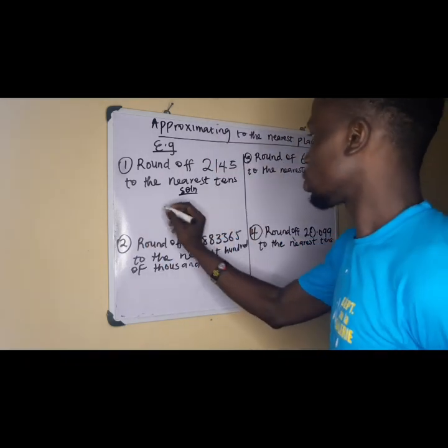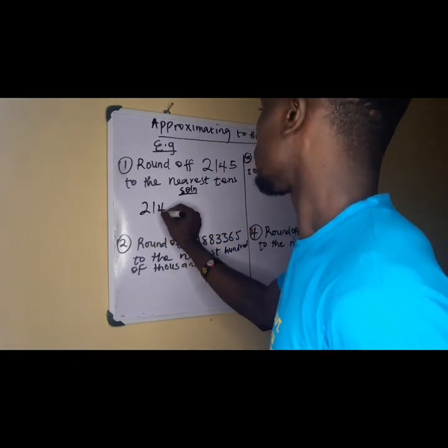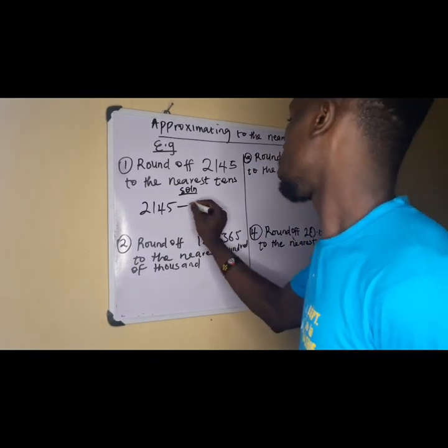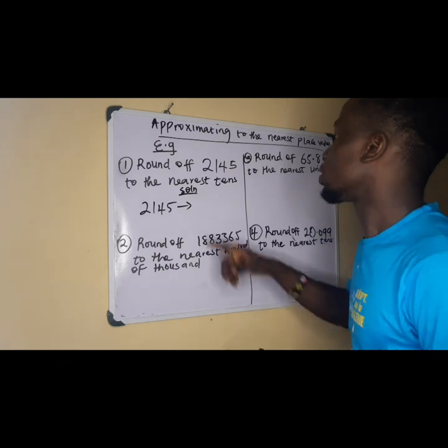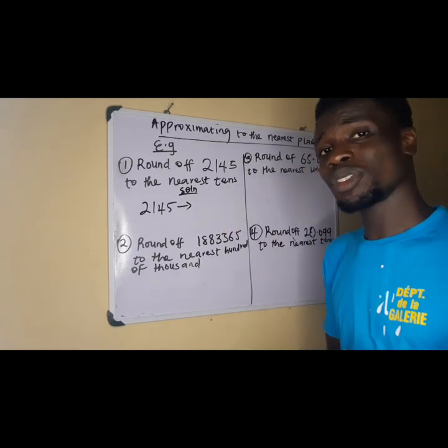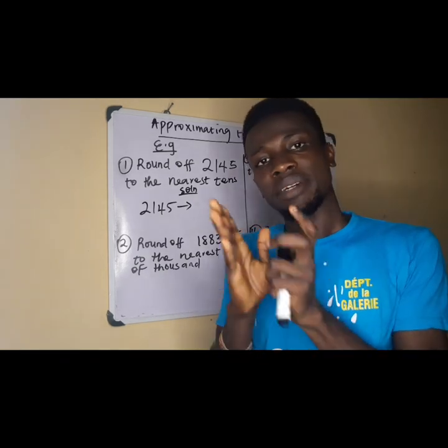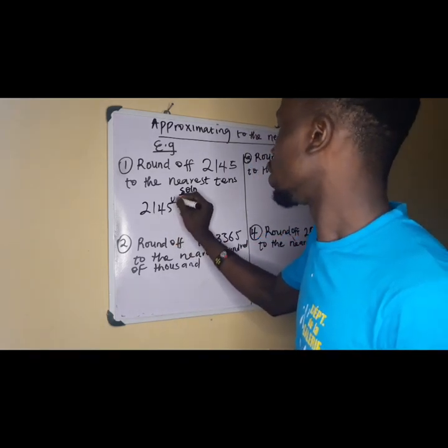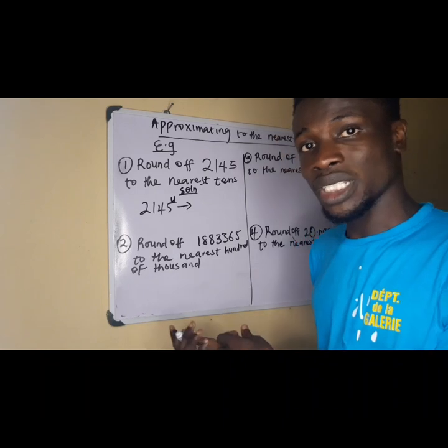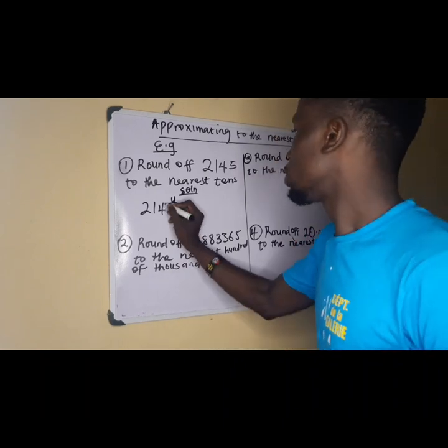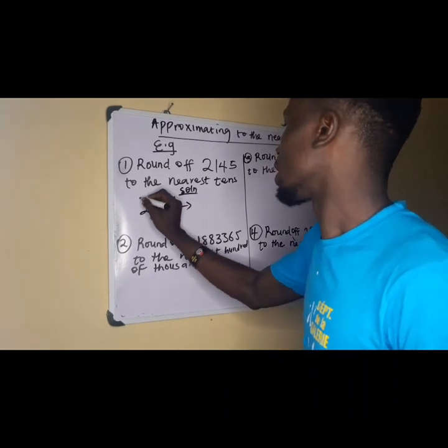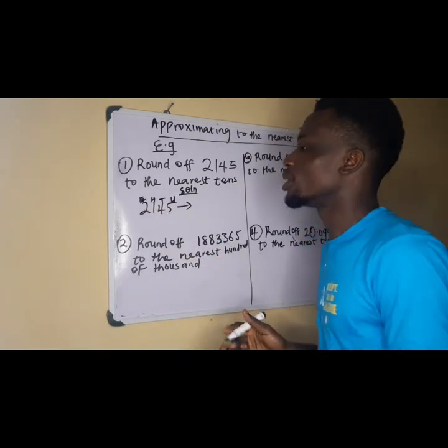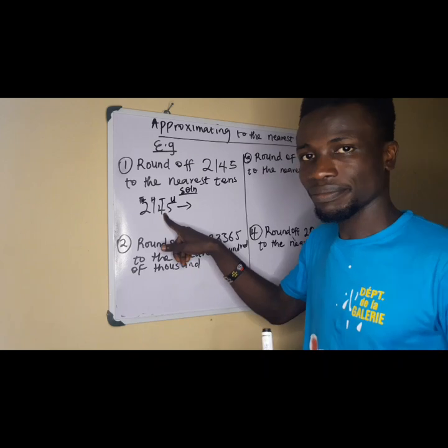So to solve this, I'm going to write out my 2145 first. After writing it out, I'll do something like this. I am asked to round it up to the nearest tens. So the first thing I'm going to do is locate where there is tens. Locate it. And the last number is always called the unit or the ones place value, followed by tens, hundred, and thousand. So this is where the tens is, right? Good. We have located it.